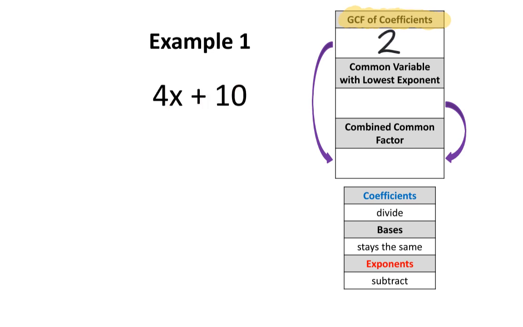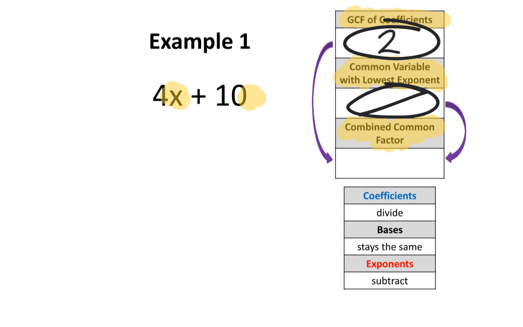The next step is to look for a common variable with the lowest exponent. This term has a variable of x. This term does not have any variable. Therefore, they don't have anything in common. The last step is to find the combined common factor, which basically involves combining what you have in this box and what you have in this box. So when you combine those two things, all you have is the number 2.